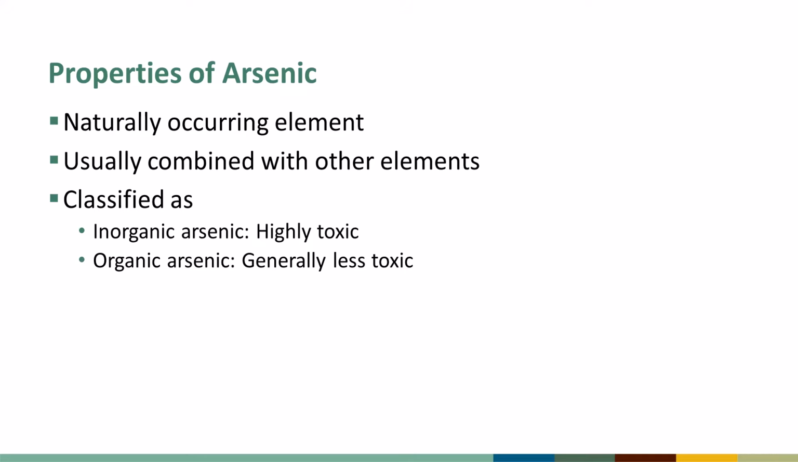Arsenic is a naturally occurring element that is widely distributed in the Earth's crust. It is found in soil, mineral ores, groundwater, volcanic eruptions, and seafood. It is also used in many industrial processes, including metal smelting, wood preservation, and arsenical pesticide production and application. Arsenic is usually found in the environment combined with other elements, and is commonly classified as inorganic or organic arsenic.